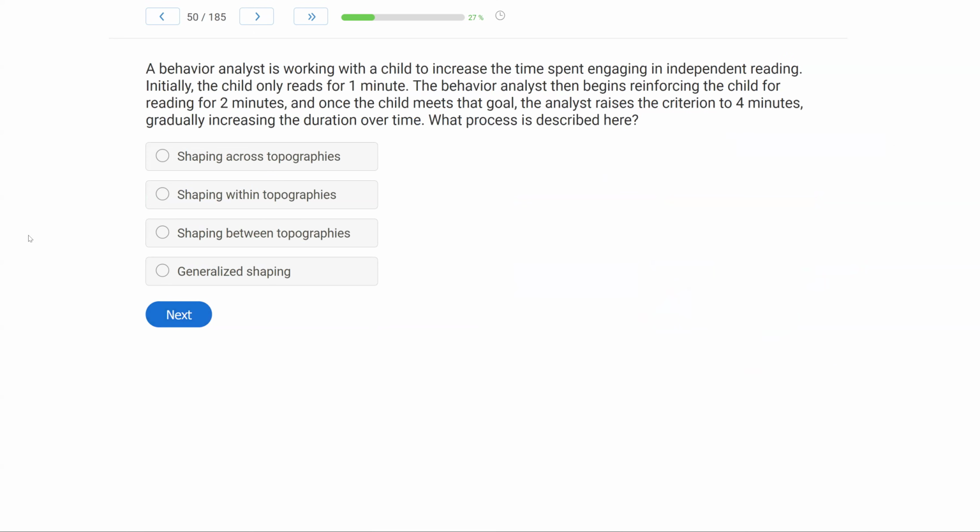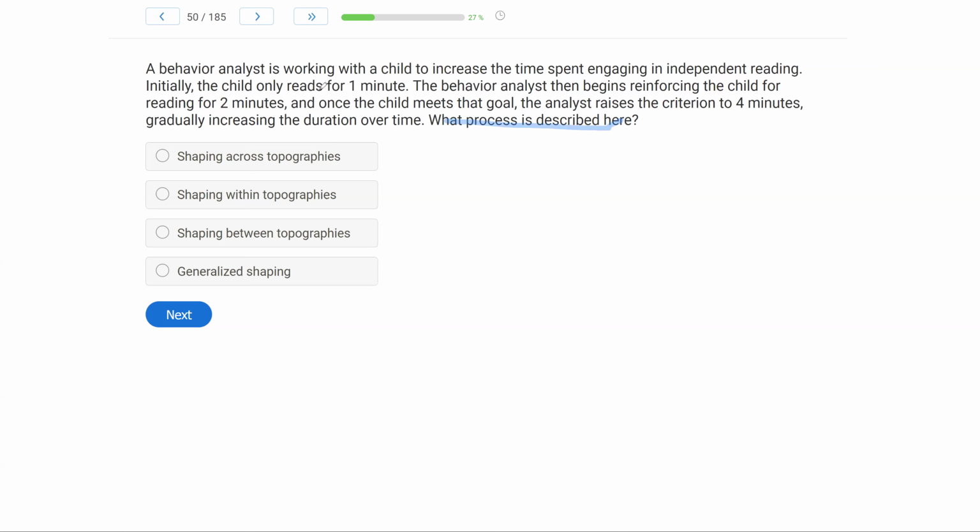A behavior analyst is working with a child to increase the time spent engaging in independent reading. Initially, the child only reads for 1 minute. The behavior analyst then begins reinforcing the child for reading for 2 minutes, and once the child meets that goal, the analyst raises the criterion to 4 minutes, gradually increasing the duration over time. What process is described here? What are we doing here? What are we trying to accomplish?